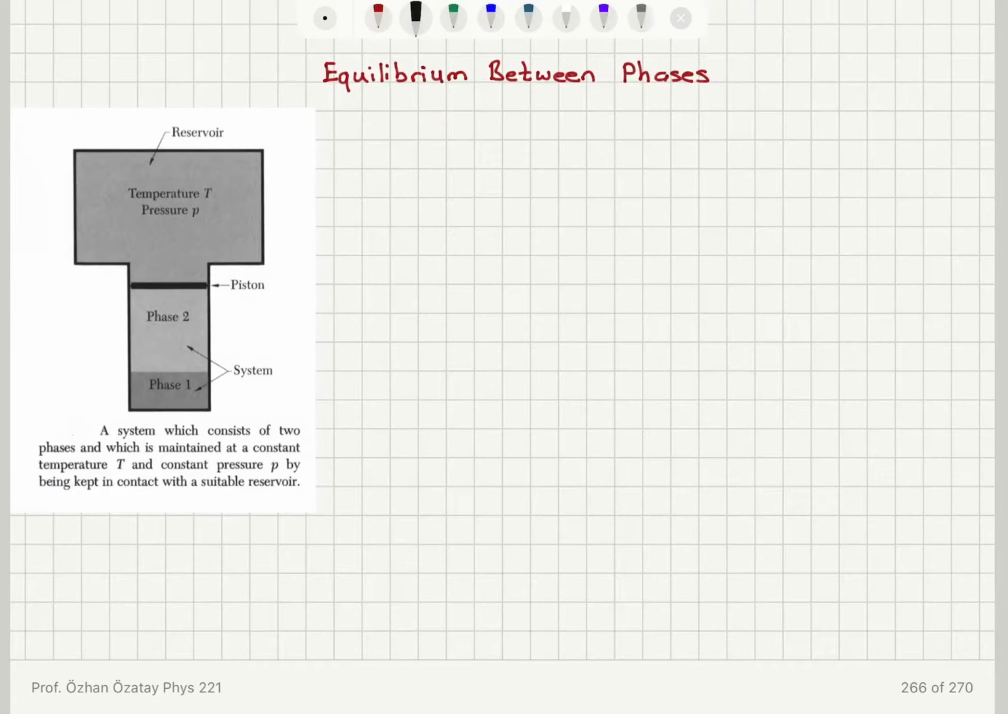Now we're going to talk about equilibrium between phases. And when we say phases, we are referring to, for example, solid phase, liquid phase, gas phase, or we're referring to different types of phases even in solids like crystalline phases, etc. So a good example is the transformation between these phases for the case of gas, liquid, and solid phases.